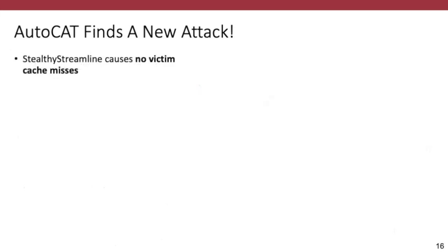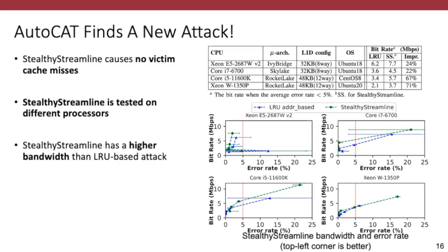Because such an attack leverages the replacement state, it causes no victim cache misses, which lets the attack bypass a lot of known mitigations. And we also implement the attack on a number of different real processors. Here is the result. The x-axis is the error rate of the covert channel attack. The y-axis is the bit rate, like how fast we can leak the information. We find that the new attack has higher bandwidth than prior known attacks.